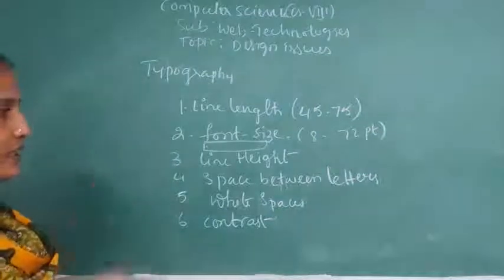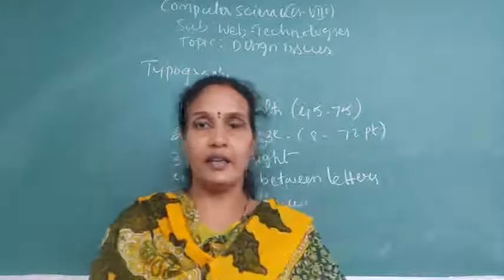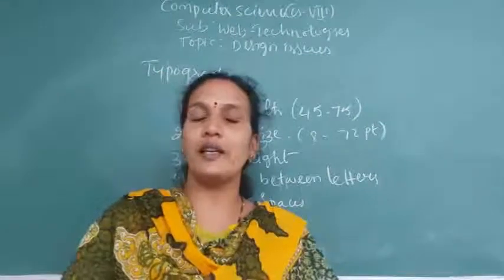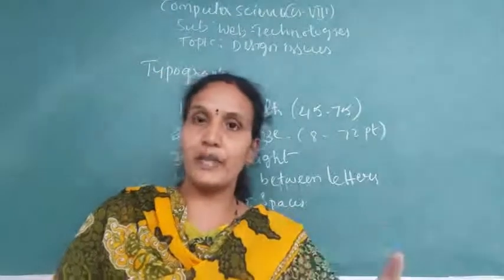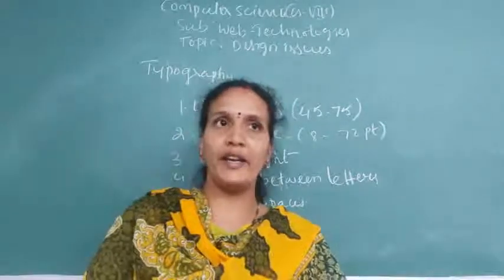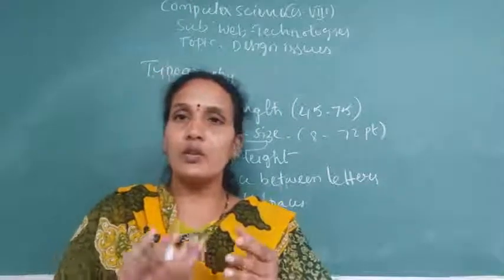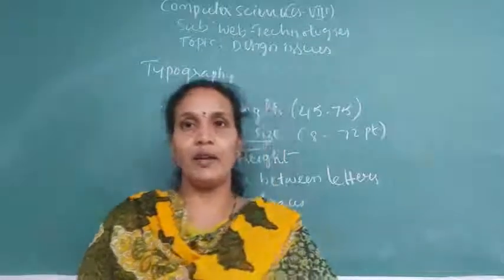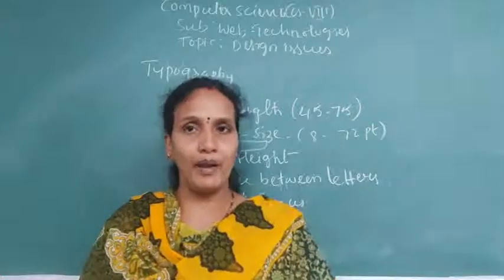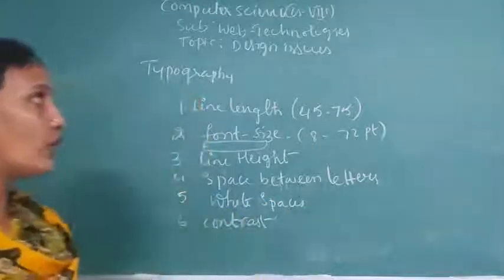The next one is the white spaces. How many white spaces you are using on the browser at the starting and the ending, that also you should keep in your mind. Next, contrast. When you are designing a web page, your website background color and whatever text you are choosing should contrast. If it is a white background, you can use a black color. If it is a pink background, you can use a blue color. So always, your text color and your web page background color should contrast. You need to think about this when you are designing a web page.